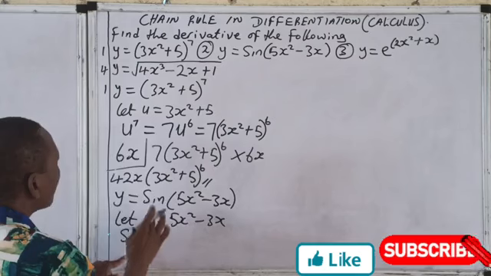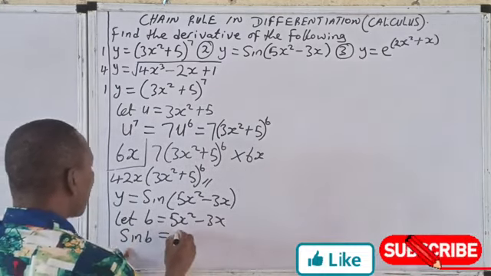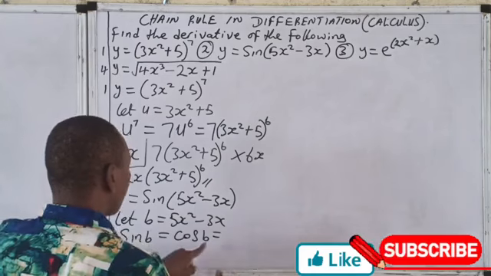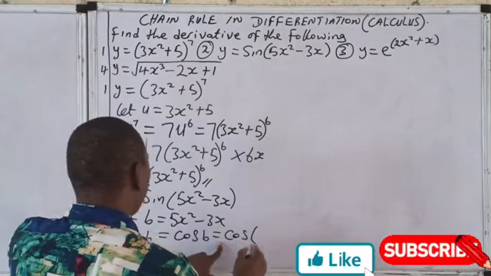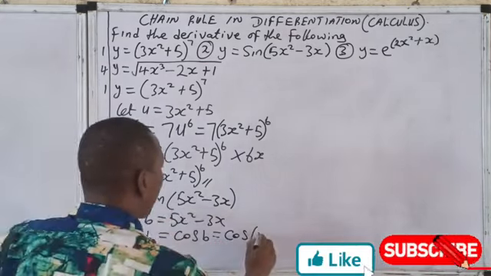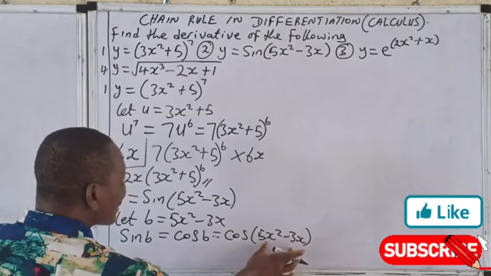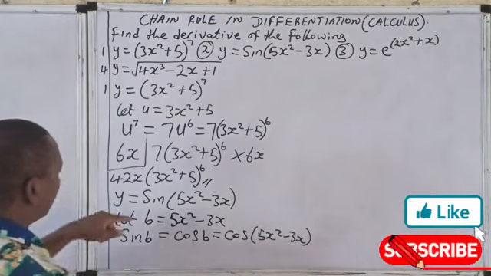So if you now differentiate this one, what will you get? You get cos b. And cos b is equal to cos bracket b. What is b? b is 5x squared minus 3x. Alright? So we have differentiated this. You now differentiate inside the bracket.